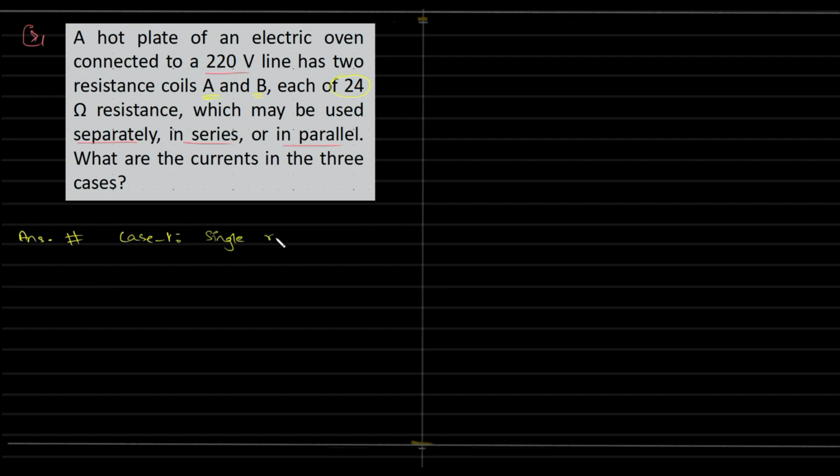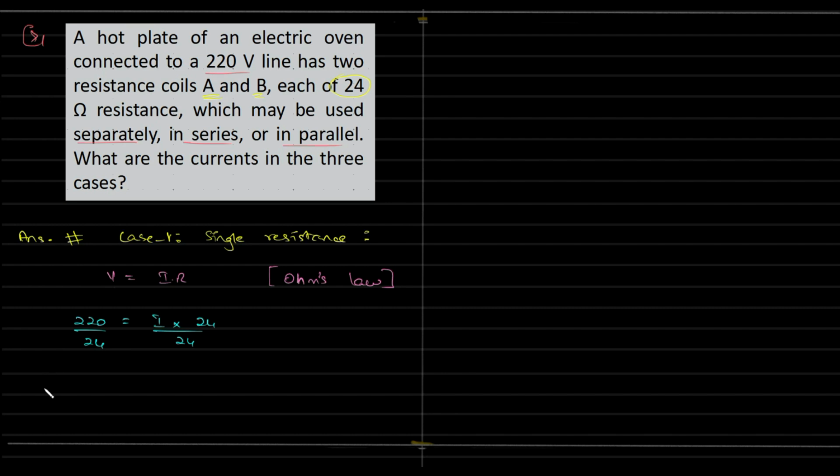So single resistance, when we connect. Case one, we have the single resistance connected to the source. So for that, again, to find the current, we'll use Ohm's law. So we know V, that is 220. We know R, that is 24. And now it's just a matter of calculating.